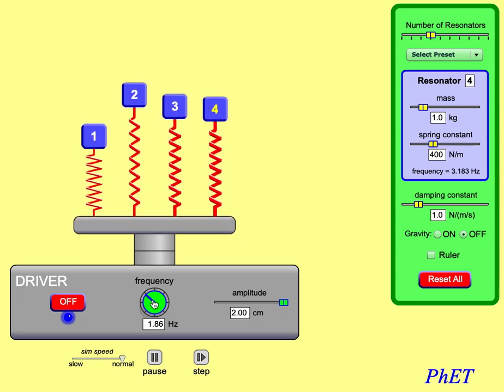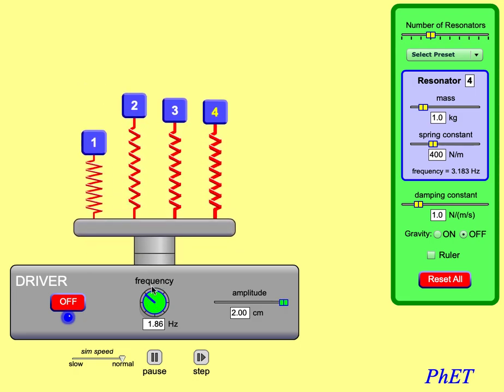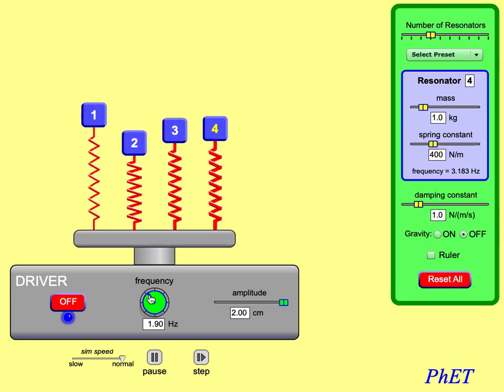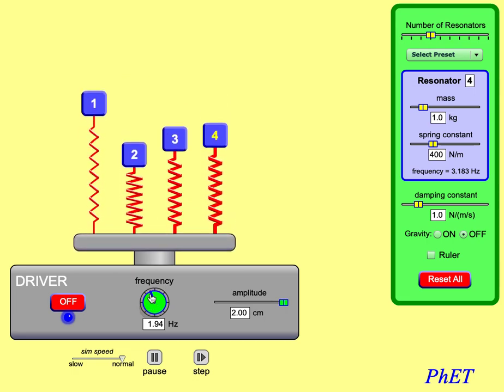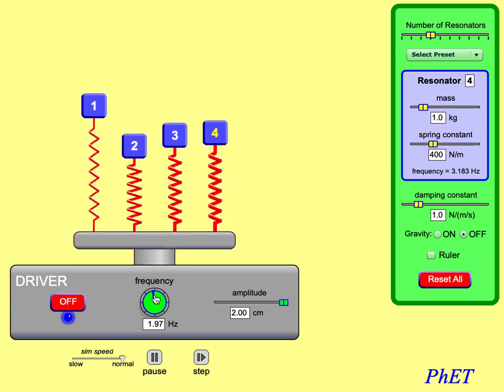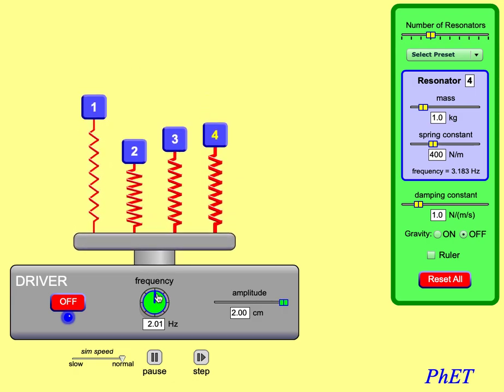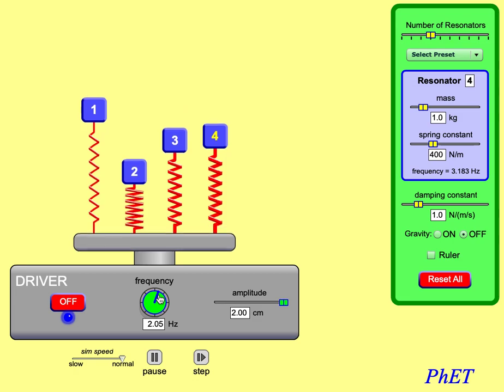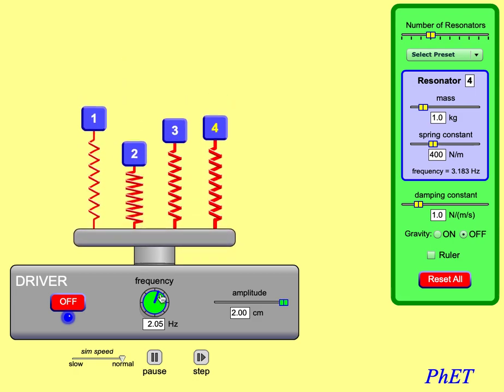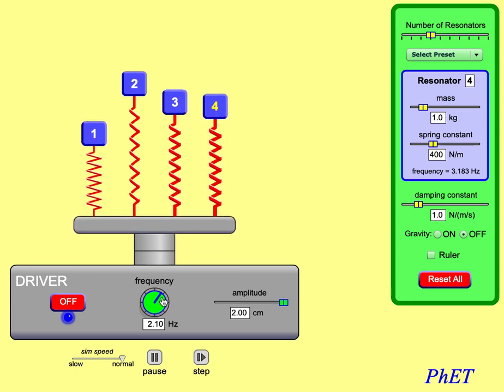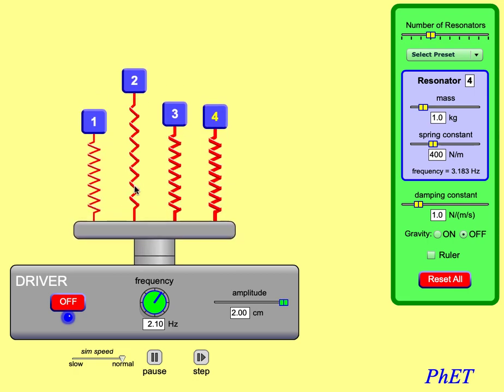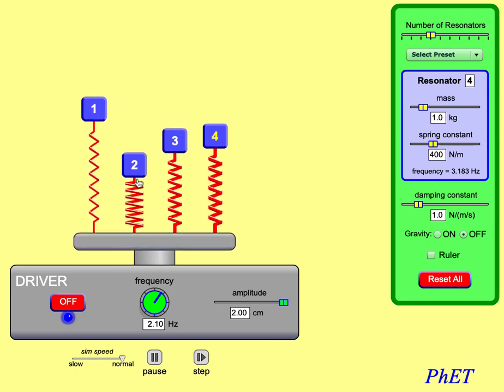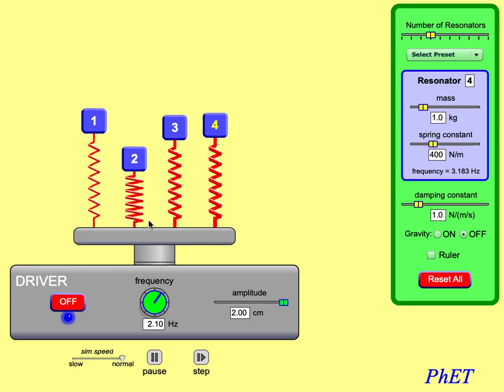So you notice mass 1 is vibrating less and mass 2 is starting to vibrate more. So let's see if we can find the resonant frequency for mass 2. That's probably getting close to it there. So that's probably close to the resonant frequency for mass 2. So you notice this is at a higher frequency now.